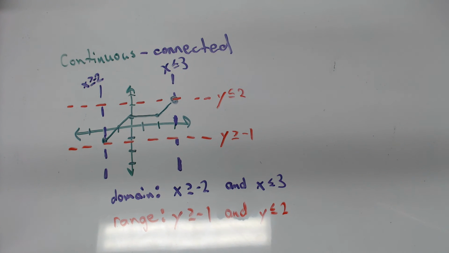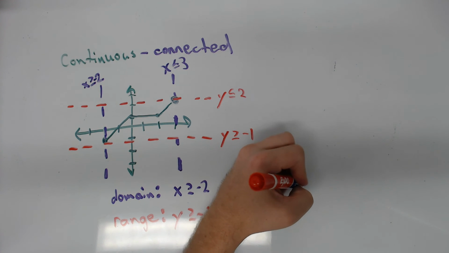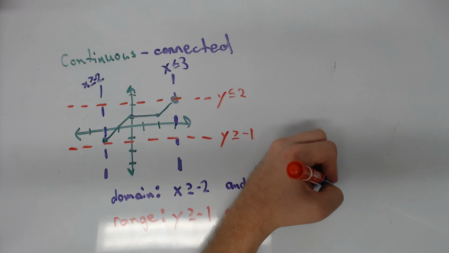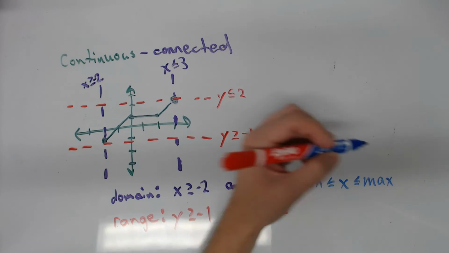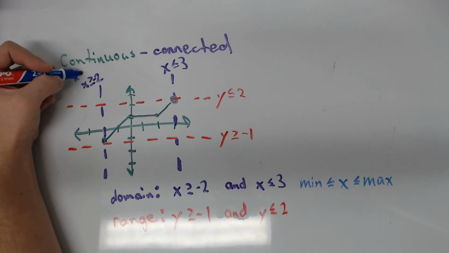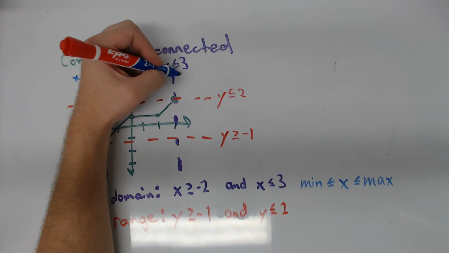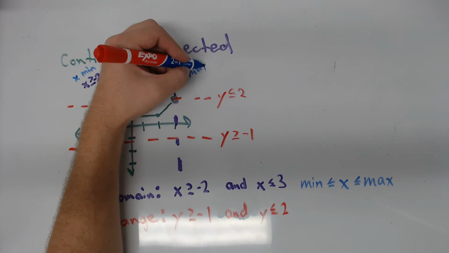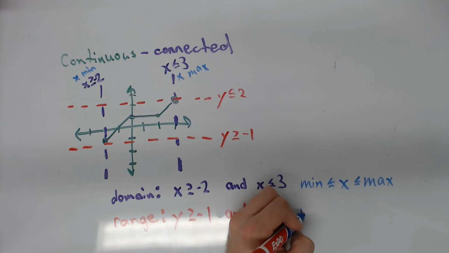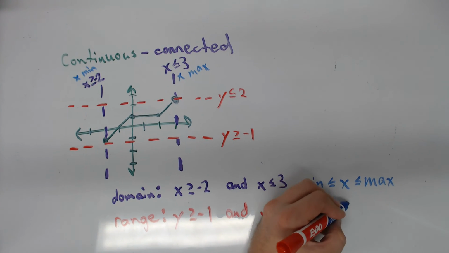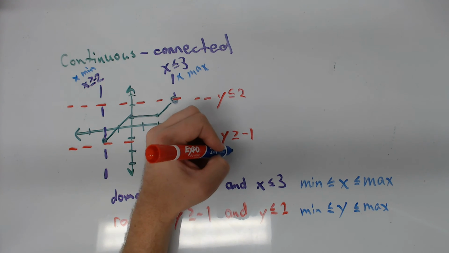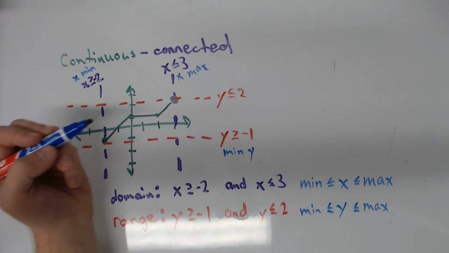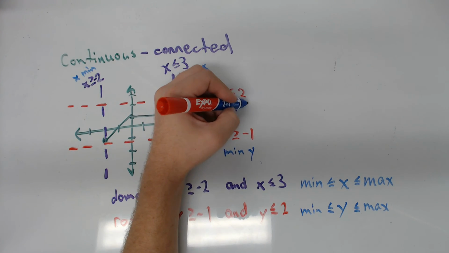Another way to do this is we can have whatever the minimum was less than or equal to x less than or equal to the max. So this is the x min, this is the x max. Same thing with y. Min less than or equal to y less than or equal to max. This is the minimum y, -1, and this is the maximum y.